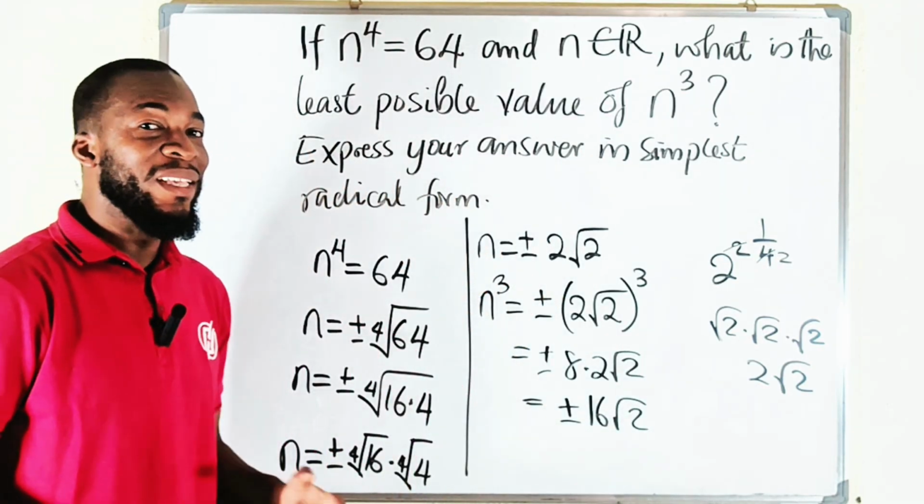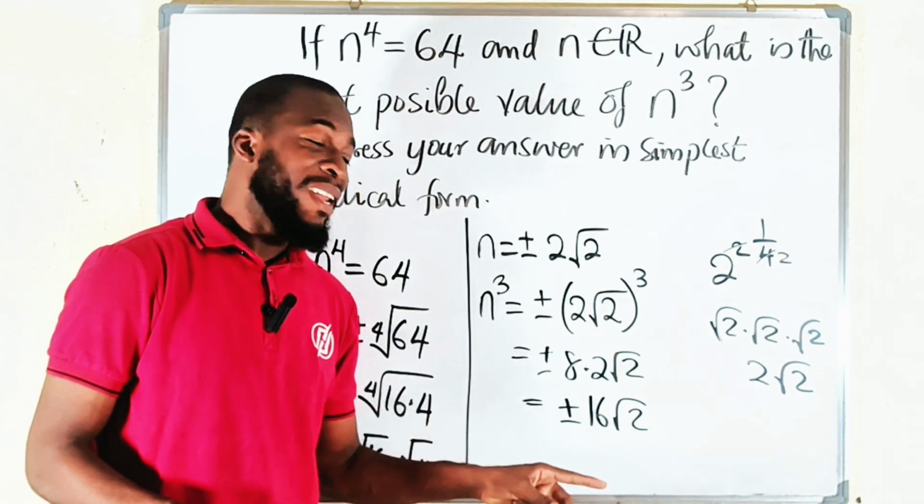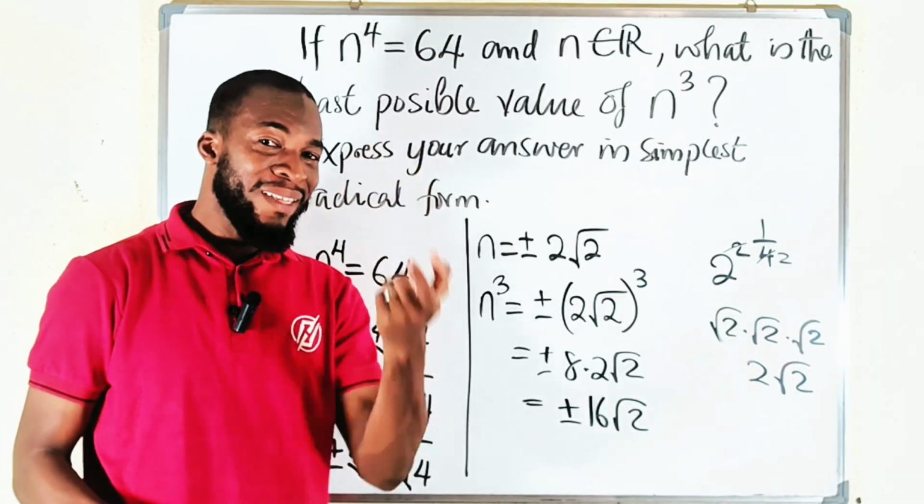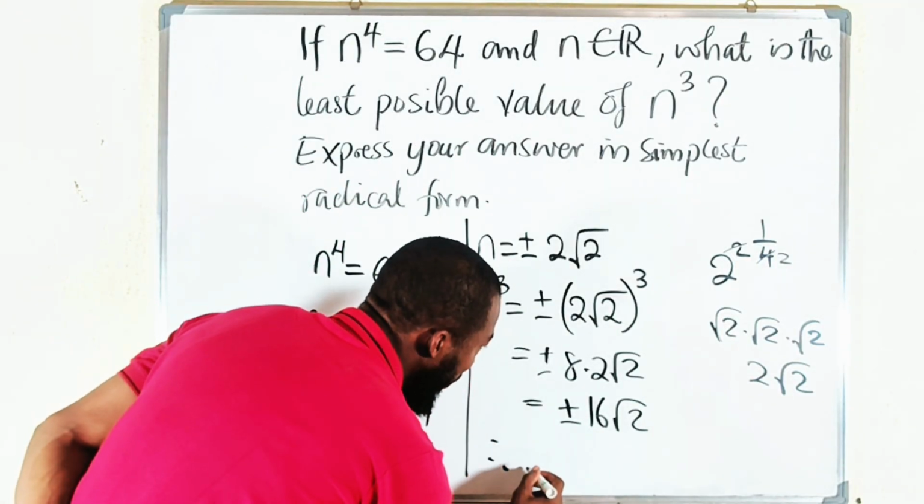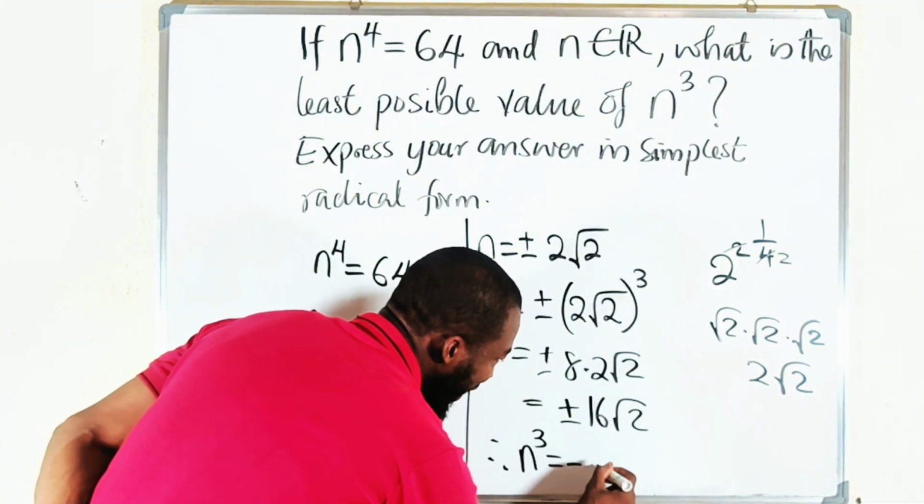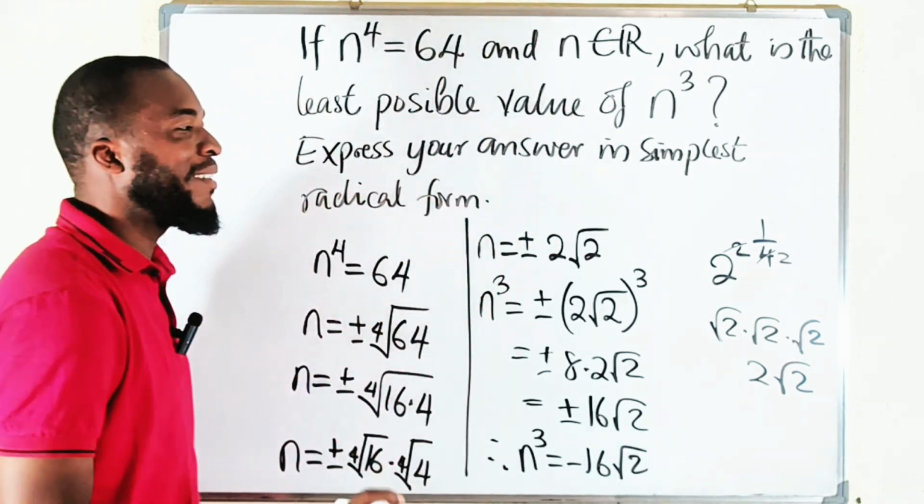But we are talking about least. Positive 16 root 2 is greater than negative 16 root 2. So since we are talking about least, we are going to take the negative value. Therefore, n to the power of 3 is equal to negative 16 root 2, which is our final answer.